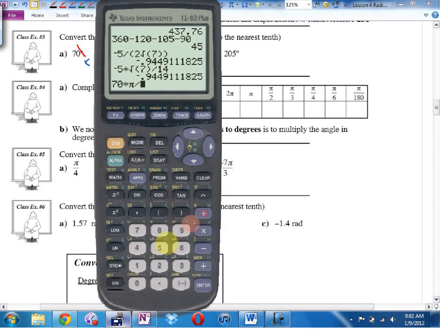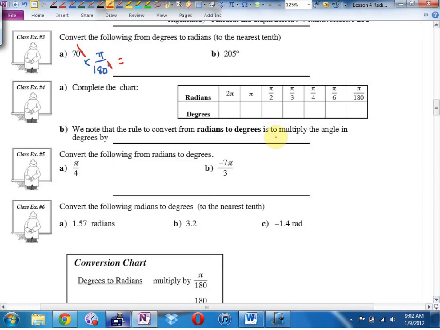Oh, to the nearest tenth. 1.2 units. You can write rad. It's not real wrong, but there's no units. No units is radians.